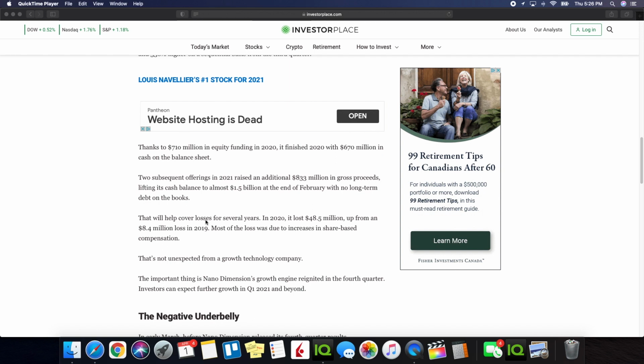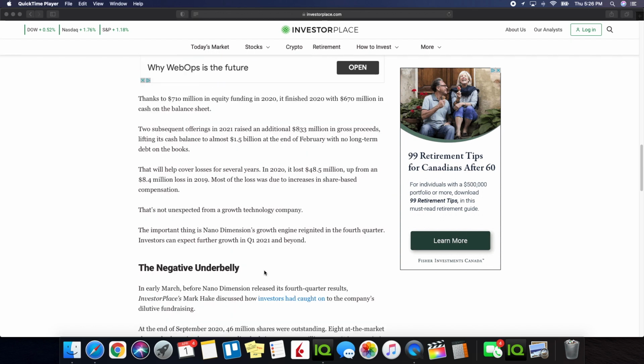Let's continue. That will help cover losses for several years. In 2020, it lost $48.5 million, up from an $8.4 million loss in 2019. Most of the loss was due to an increase in share-based compensation. That's not unexpected from a growth technology company.